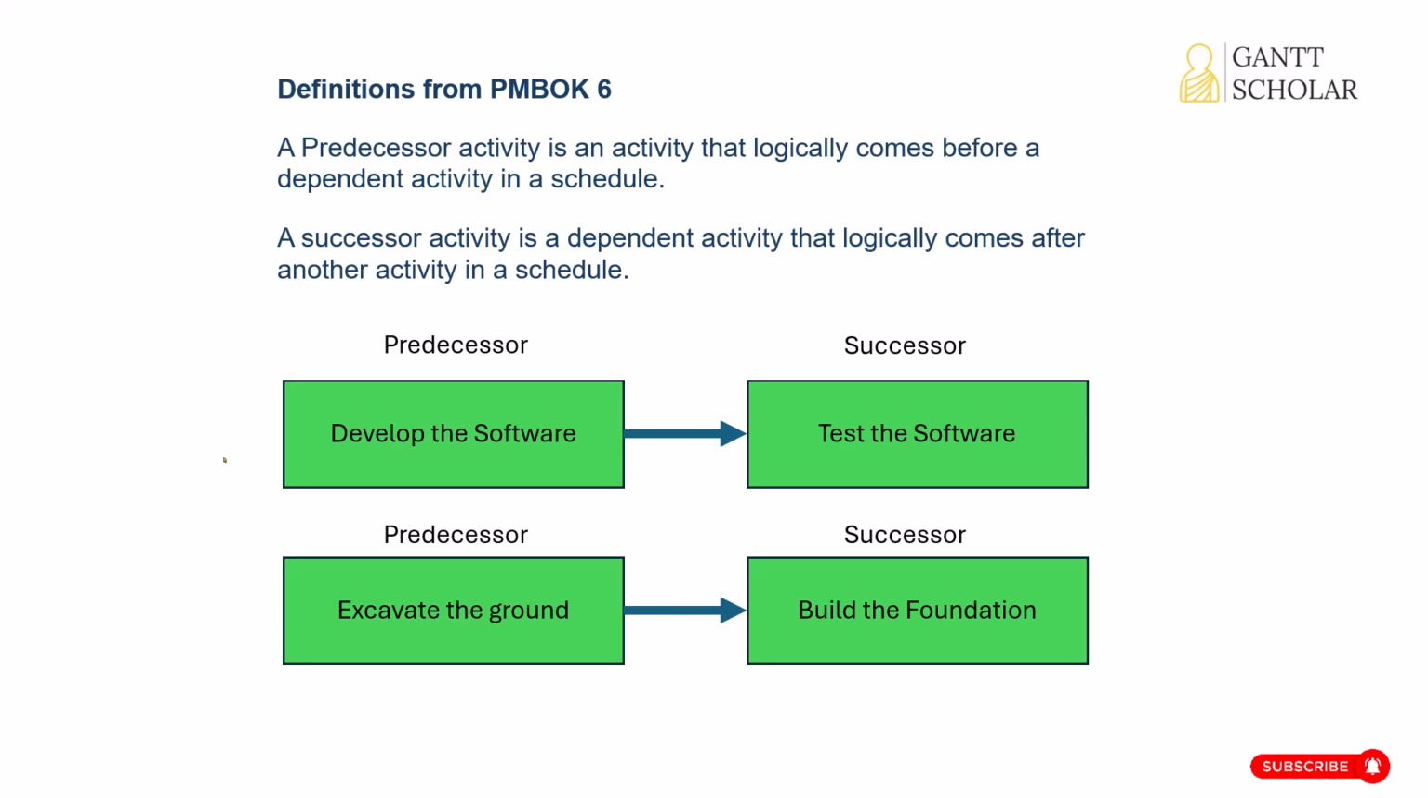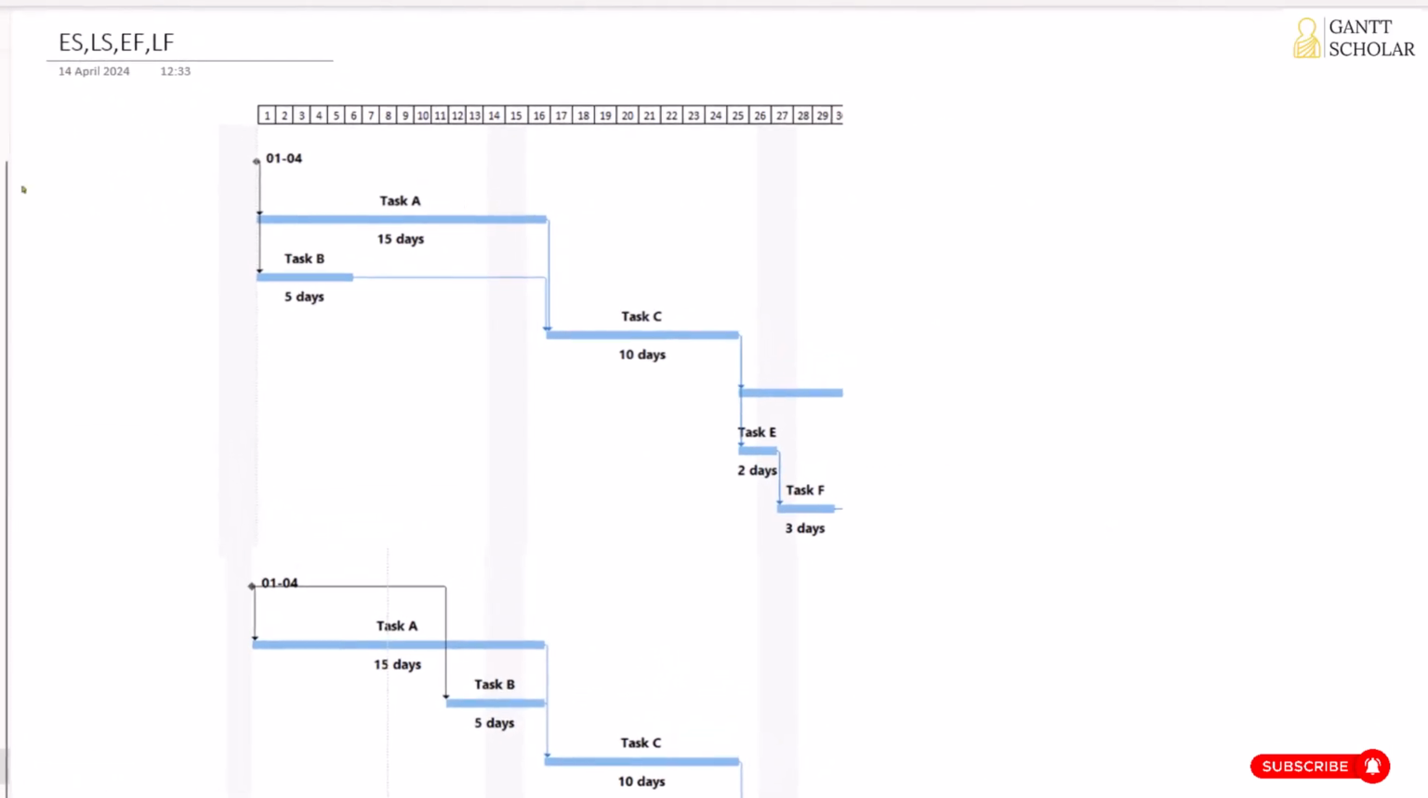Now we're going to learn about the other things: early start, early finish, late start, and late finish. Okay, here I have a simple schedule for you. So if you take a schedule, it is made of a lot of activities done in a particular sequence. And in this schedule, pay attention to task A. So task A starts on day 1.